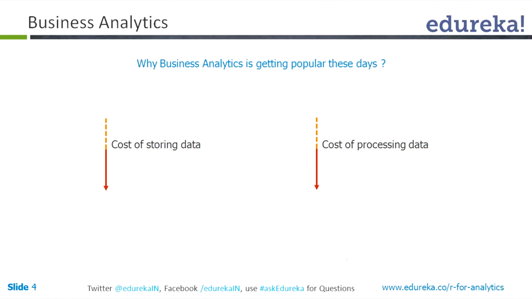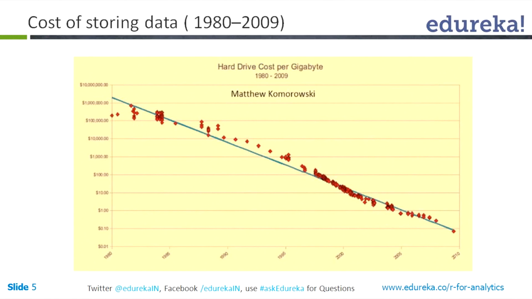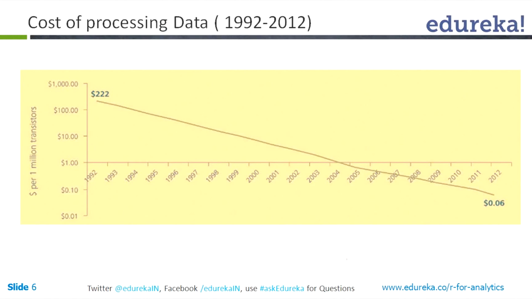One force, I'm trying to show it here. Why is business analytics getting popular? The cost of storing data has gone down drastically. Similarly, the cost of processing data has gone down drastically. This is the slide which is showing hard disk cost per gigabyte. See what it was in 1990, and what the cost is now. For 1 GB, it is less than $0.10. I was talking about 1 terabyte. So now you can store 1 GB of data at a cost which is less than $0.1.